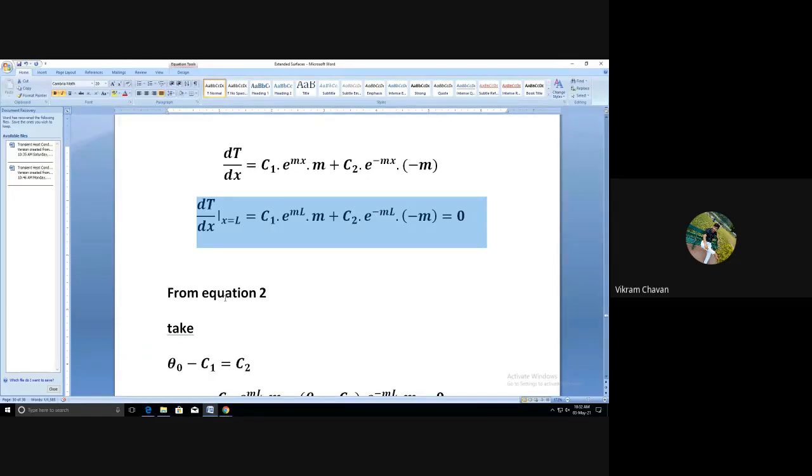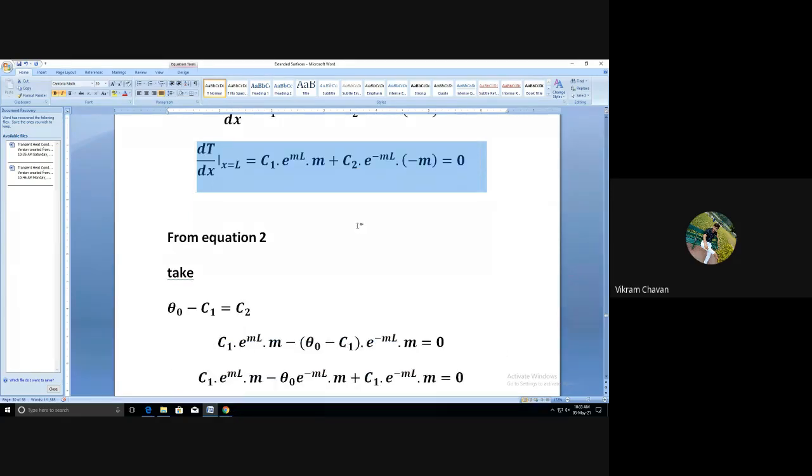Okay, so write down from equation 2: theta naught minus C1 is equal to C2. Now here, this C2 value we have to replace in this particular equation.